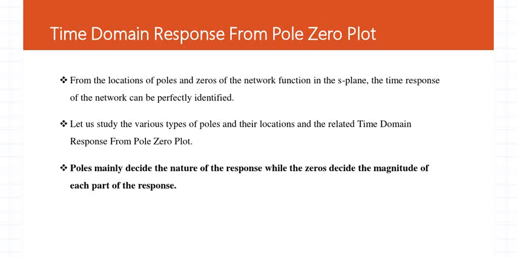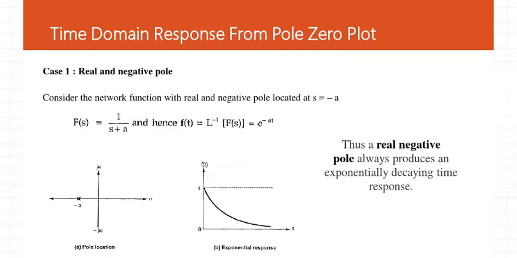For that, let us look at the various cases of poles and zeros, and then analyze these cases with their time domain response. For this, let us first understand the role of poles and the role of zeros in the network. Poles mainly decide the nature of the response, while the zeros decide the magnitude of each of the responses. So zeros basically govern the magnitude, whereas the entire nature of the output is decided by the poles of the system.